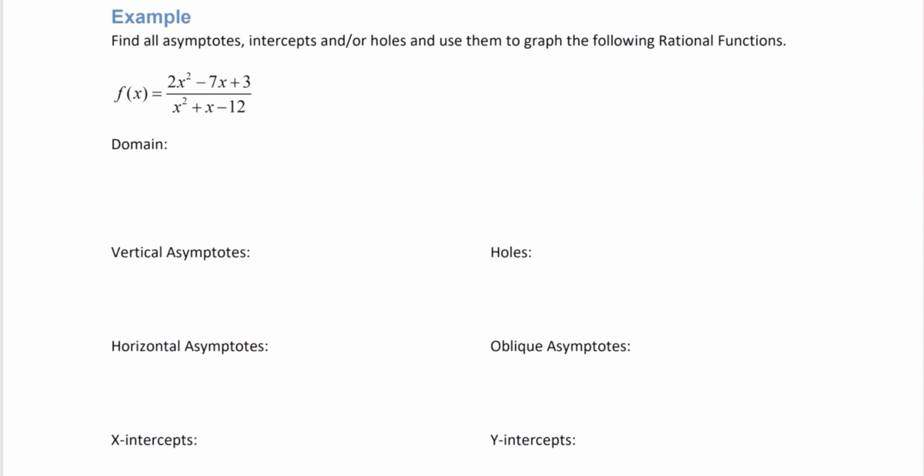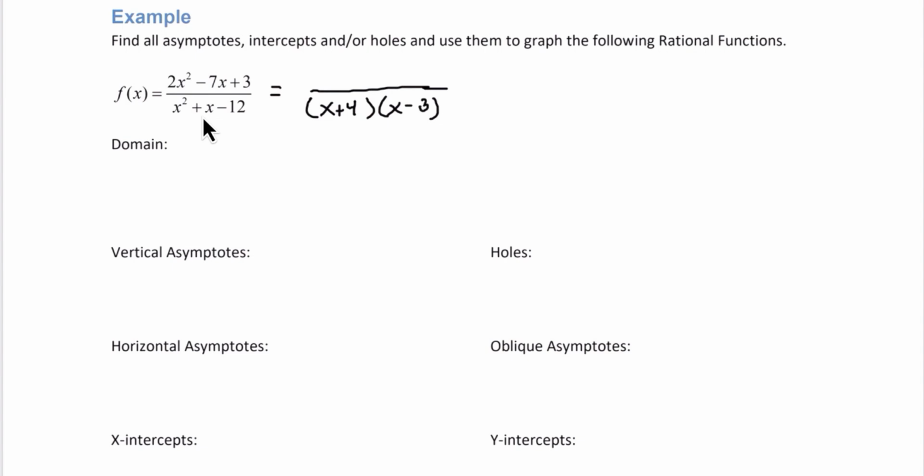Find all asymptotes, intercepts, and or holes and use them to graph the following rational function. We'll start by factoring the numerator and denominator. The denominator is relatively easy. Since a is 1, we can just ask what two numbers multiply to negative 12 and add to 1. That would be 4 and negative 3.